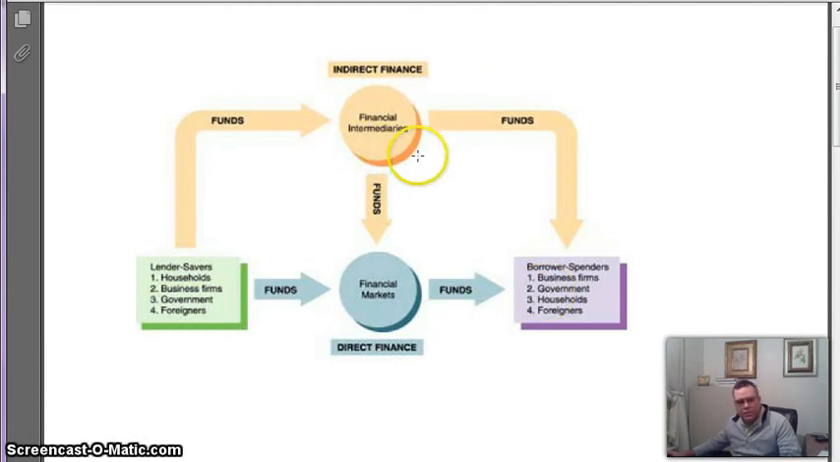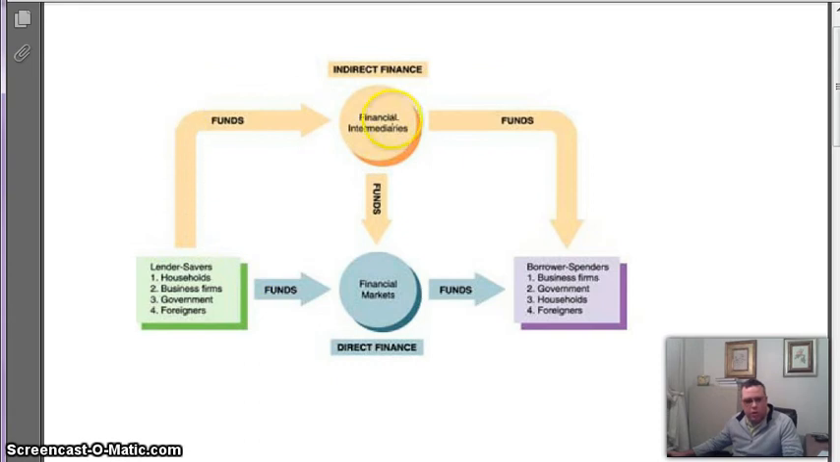In indirect finance, that would be, for example, a depository institution like a commercial bank. So the lenders and savers deposit all their money in a checking account. The bank pools all that money together and then decides who to give that money out to. So that's the difference between direct finance and indirect finance, and that'll pretty much be how we split up markets and institutions. Markets tend to be more direct finance.